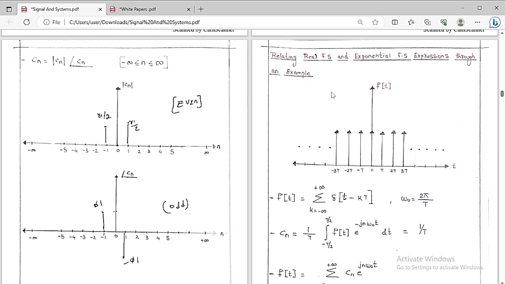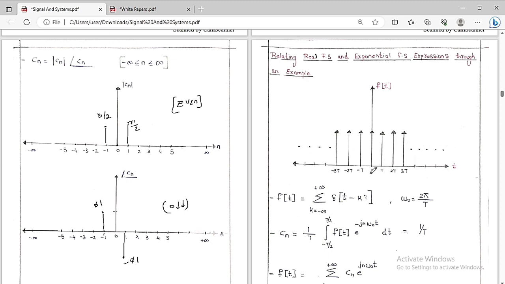I am going to take a periodic signal example, and then I am going to write the expressions for the signal in both the trigonometric as well as the exponential form. So listen carefully. This is a periodic signal. I have taken f(t). It is an impulse waveform, a periodic impulse waveform I have taken here.